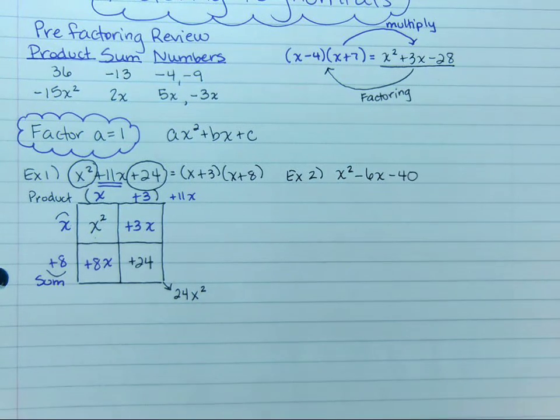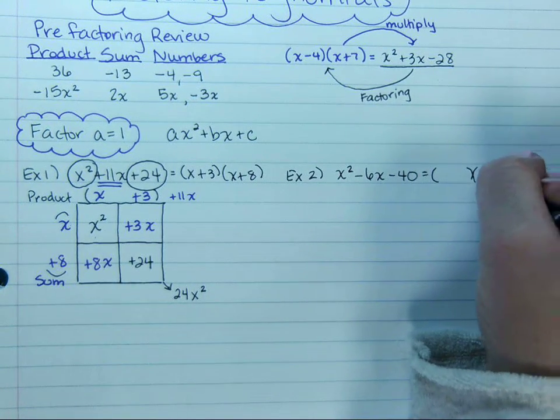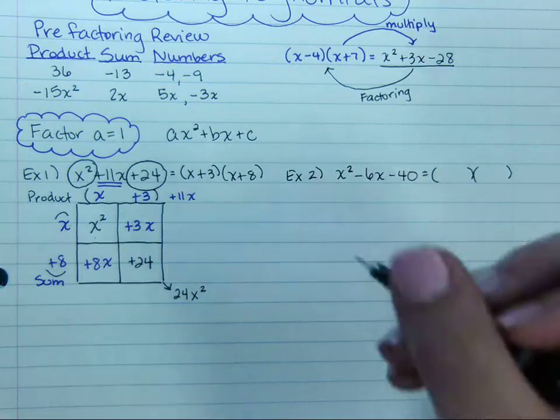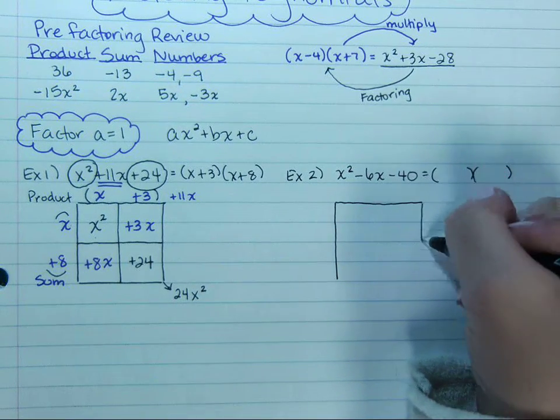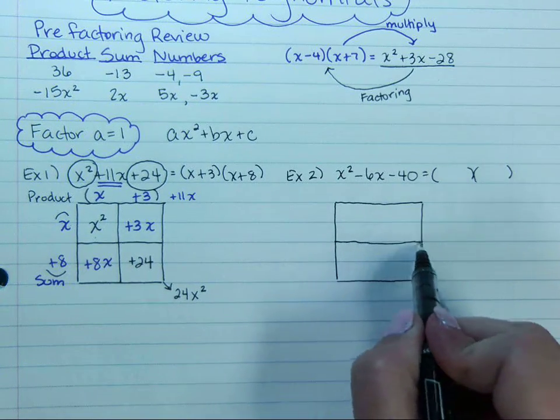So x squared minus 6x minus 40. And again, my goal right now is to get a binomial times a binomial. That's what I want to do, so I'm just going to put my little guide over there as what I plan to do. And I'm going to start my area box again. The area box is just organization to help you with your factoring.